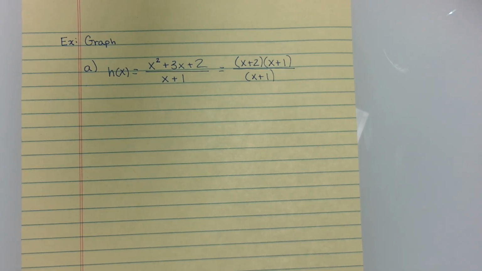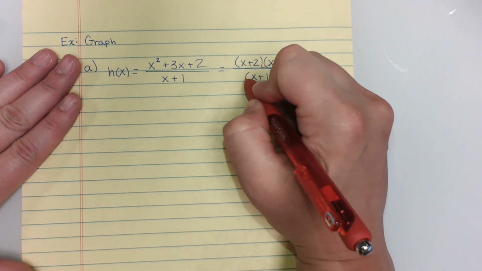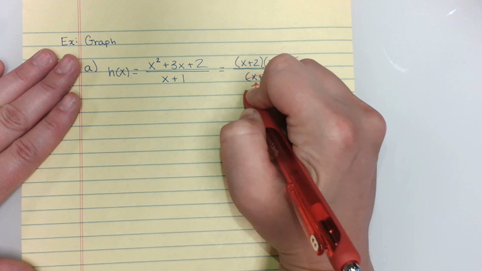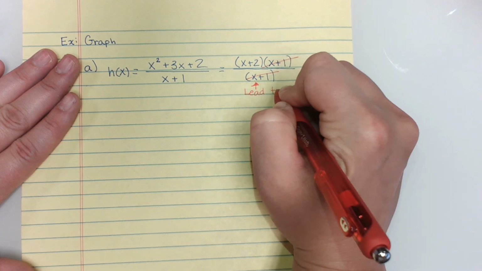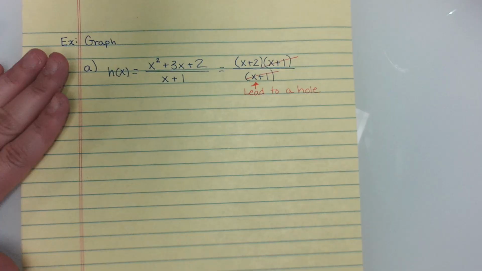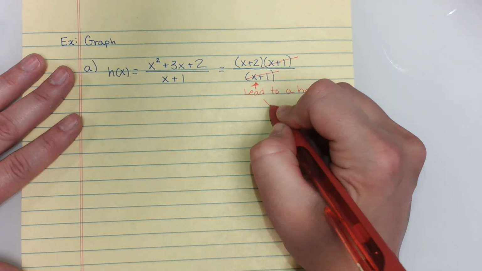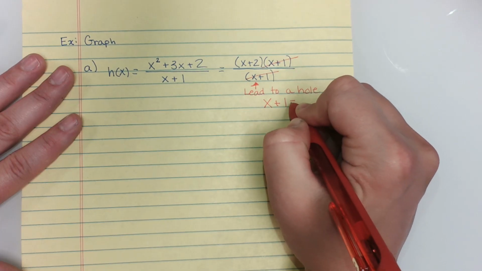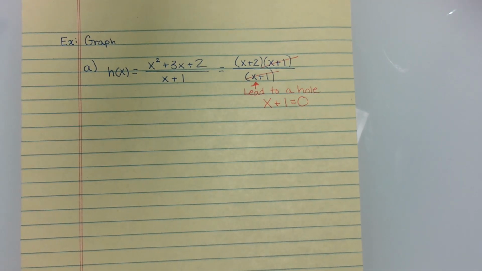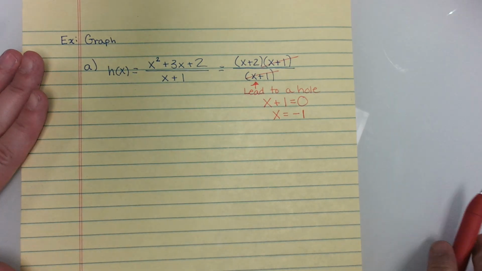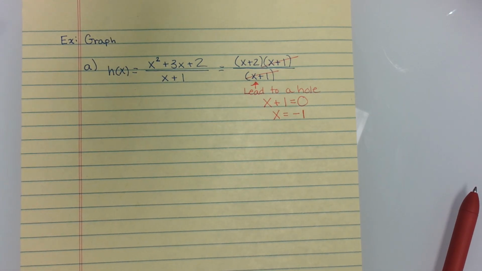Will it simplify? Yes. This time it will simplify. Anything that simplifies is what's going to lead to a hole. In this case, it's the x plus 1s. So to get the hole of the graph, I set what canceled out equal to 0. X plus 1 equals 0 gives me x is equal to negative 1. When x is negative 1, there will be a hole in my graph.